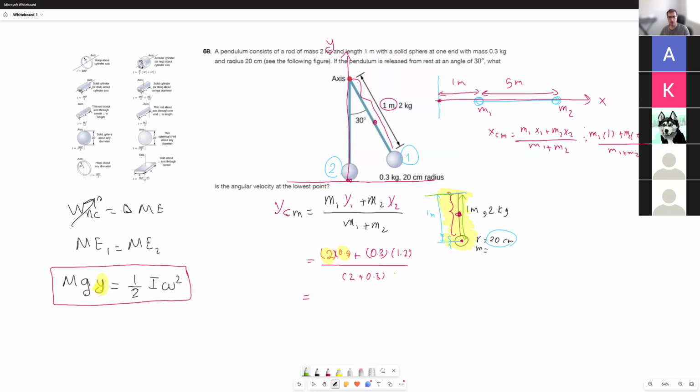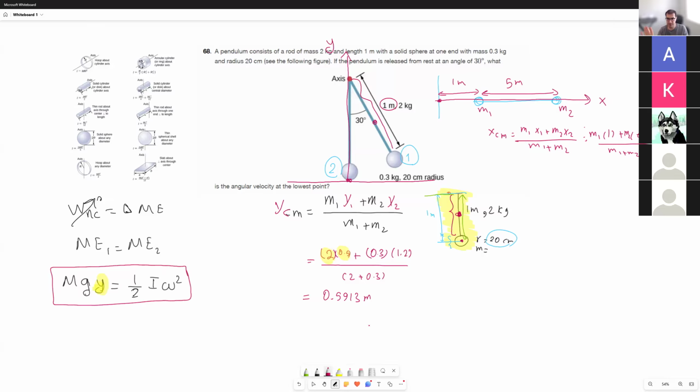Now, what do you guys get here for this? The calculation of the y center of mass? 0.5913. Thank you. Are we in centimeters or meters? Meters. Most likely you're going to have one significant figure, yeah.